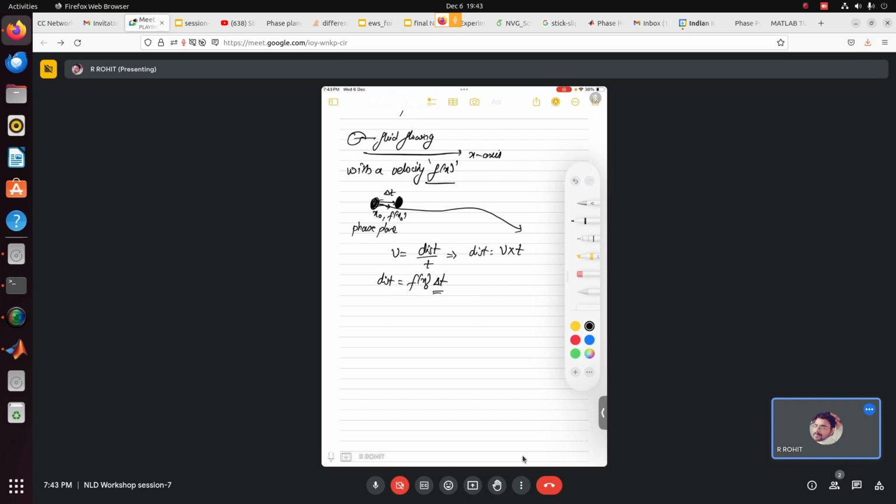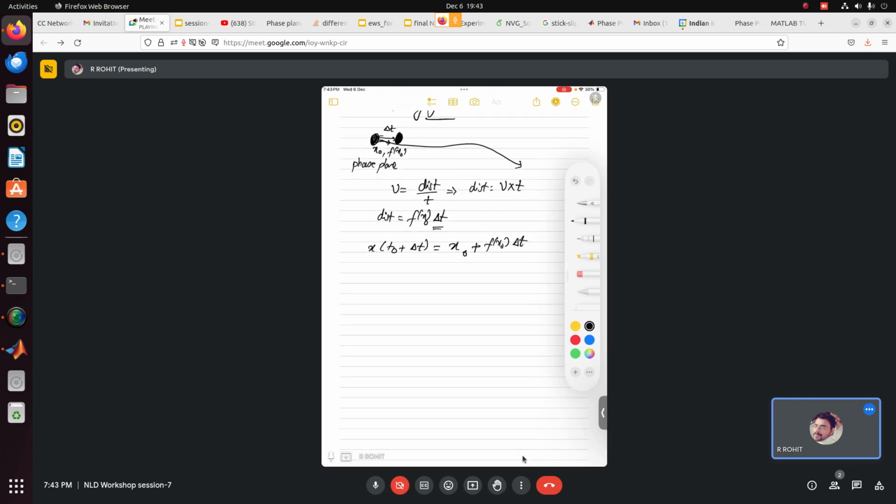Then for the next instant, t naught plus delta t, the distance traveled by the system is nothing but x naught plus f of x naught times the time delta t. So this is the new approximation, and we will take this as x1. So x1 is nothing but x naught plus f of x naught times delta t. Now if we iterate, our approximation has taken to it.